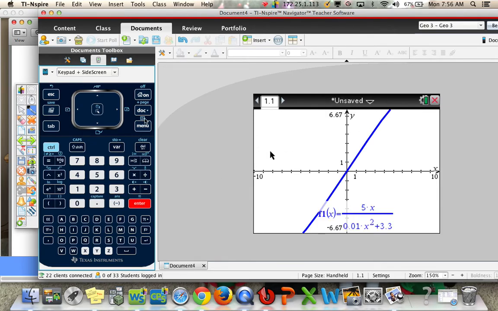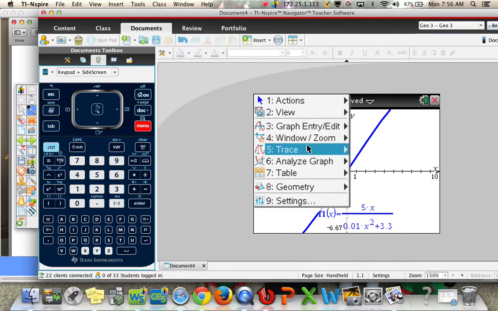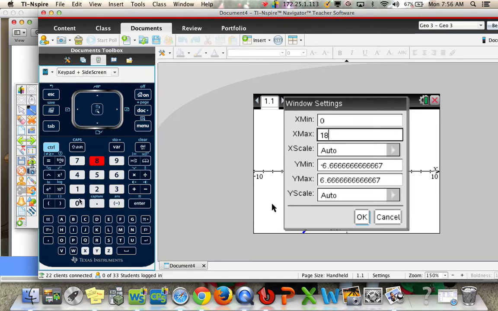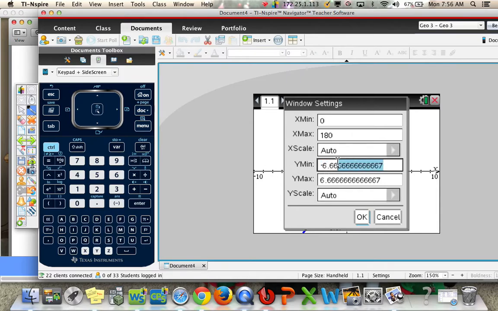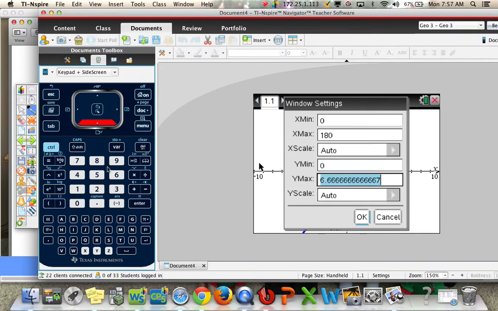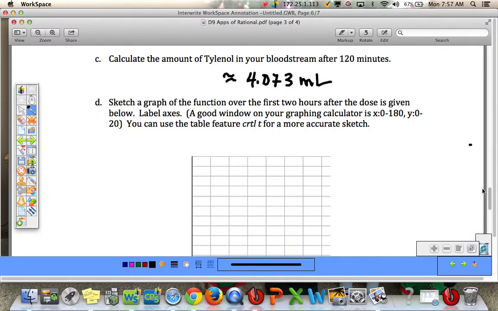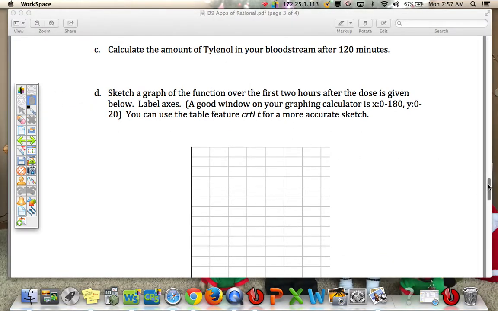and again we can only see part of the graph, so let's change our window. Menu, window, zoom. It gave us a good window setting from 0 to 180 minutes, and the maximum was for about 20 milliliters. Oh, that's our minimum. So let's go from amount 0 to 20 milliliters. So you can see we take the drug, it enters our bloodstream, but then it starts to leave our body right here. So there's a good picture of what it looks like, and you can sketch that function on your graph.